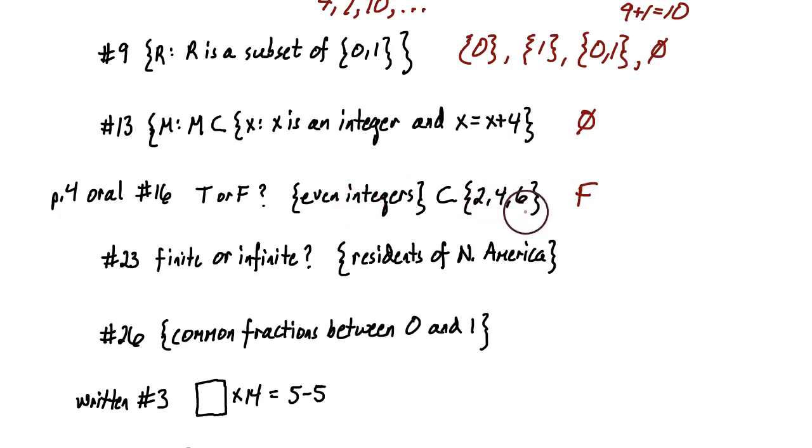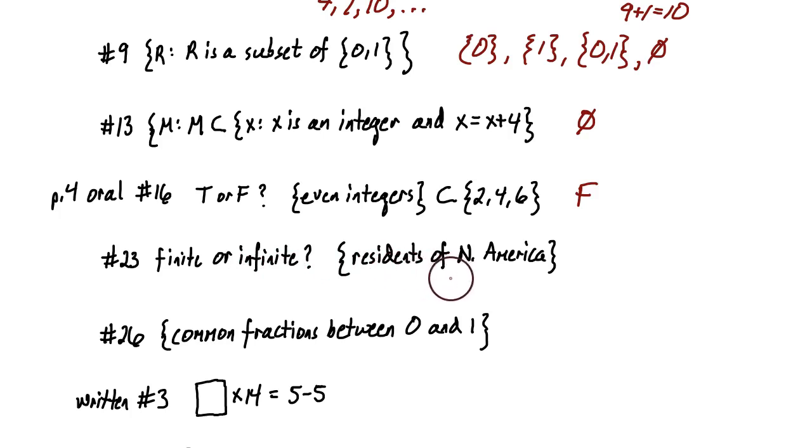Whereas this set here only has 3 members. By the way, if this had been in reverse order, then we would have answered true. The set containing 2, 4, and 6 is a subset of the even integers. Number 23 asks, is the set finite, meaning it's countable, or infinite, meaning it has an unlimited number of elements?